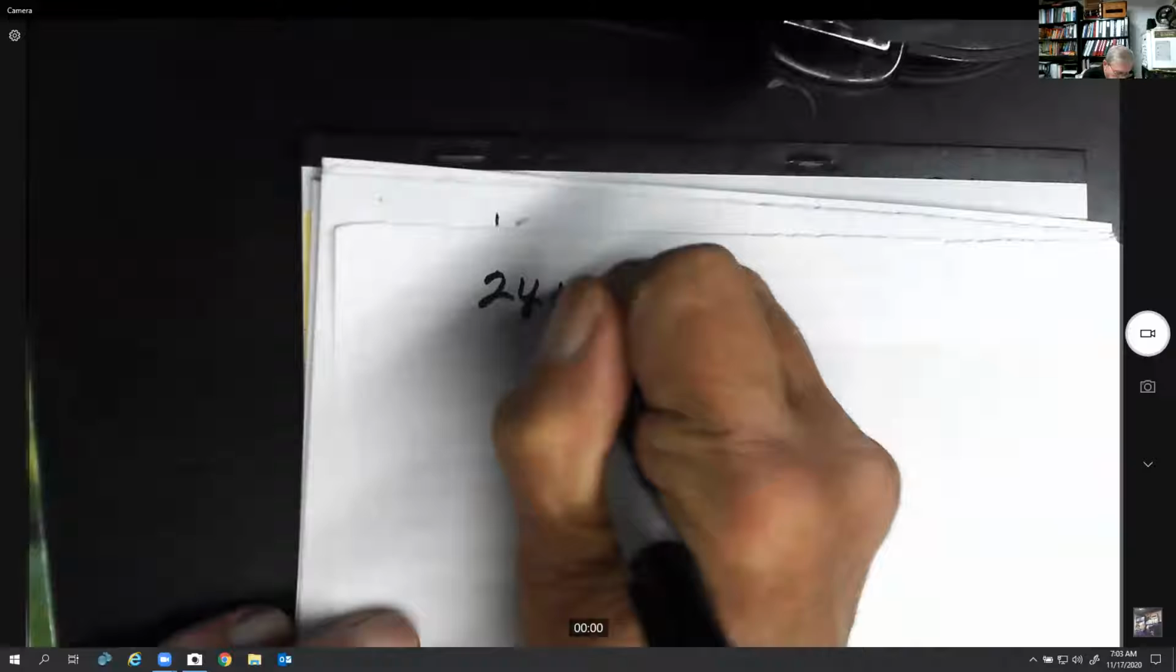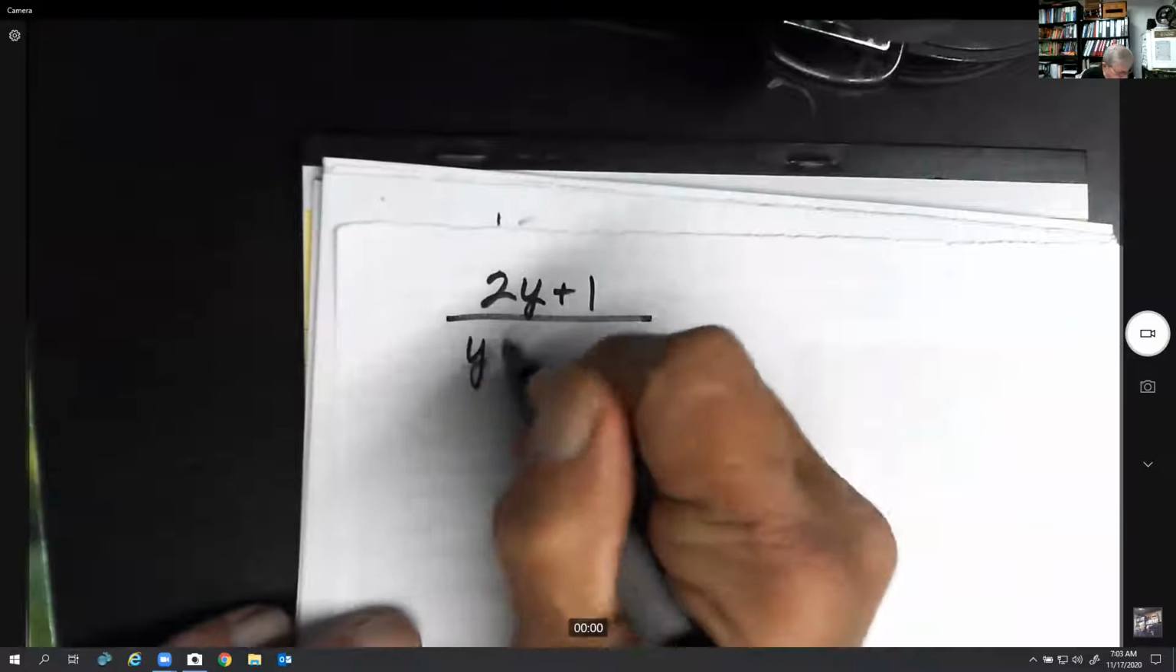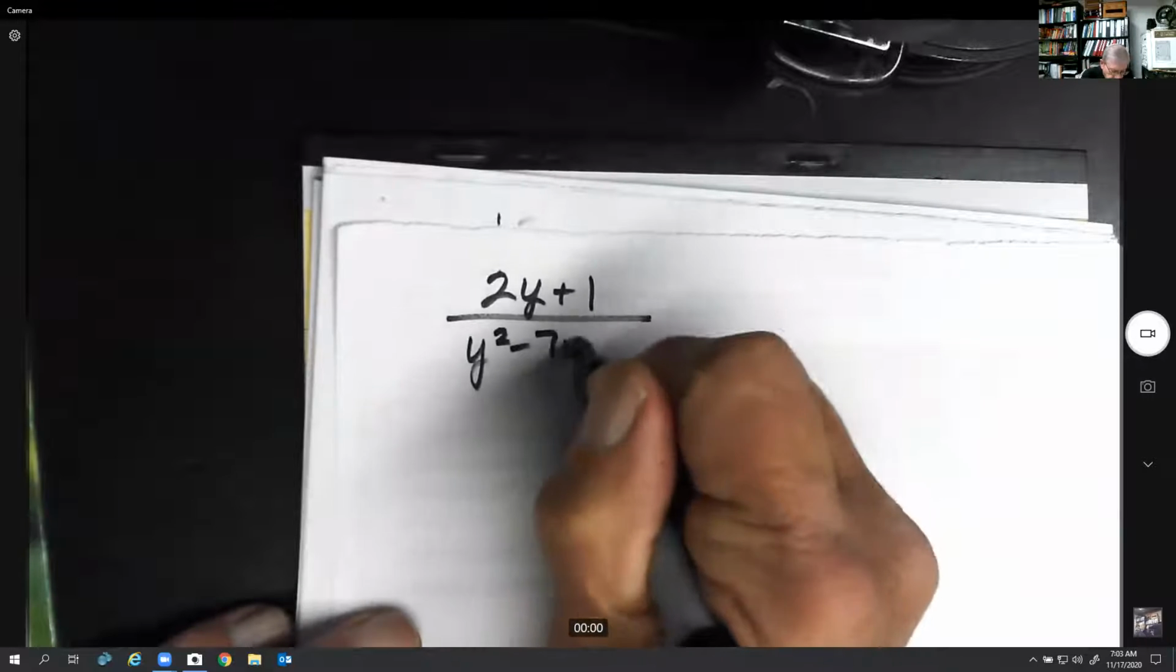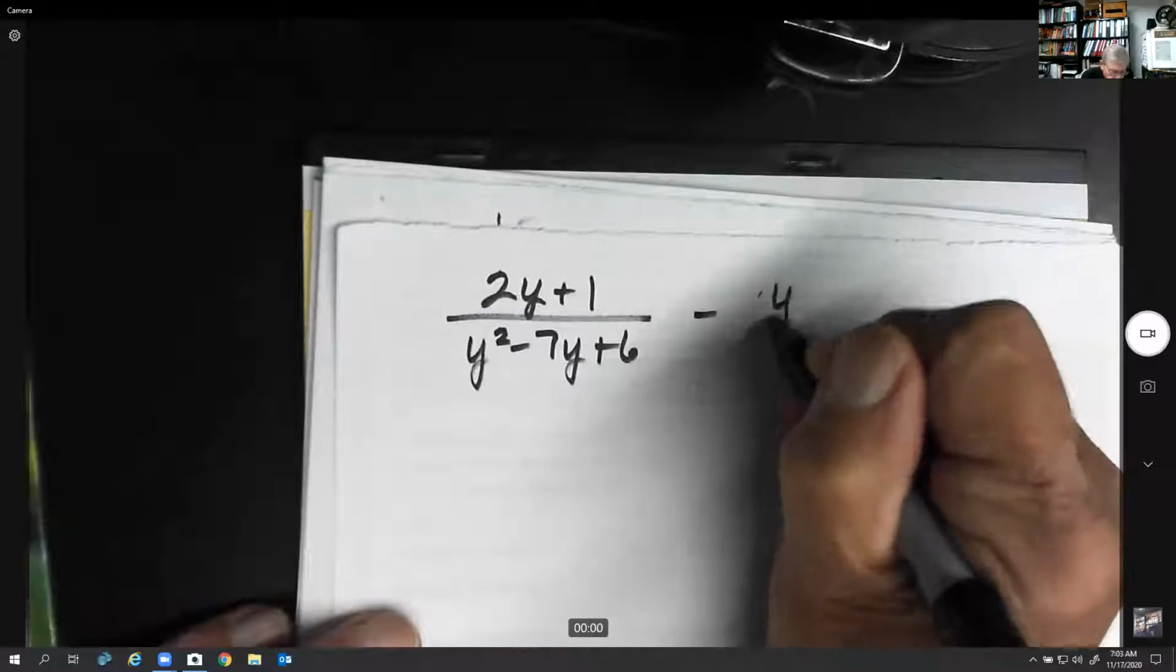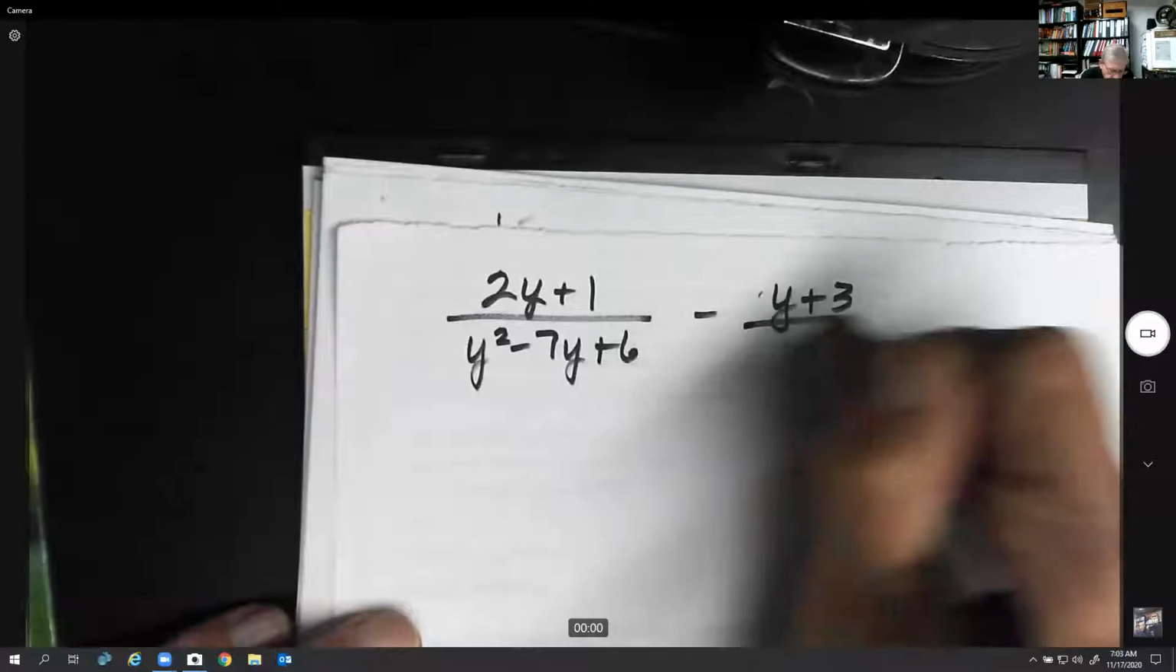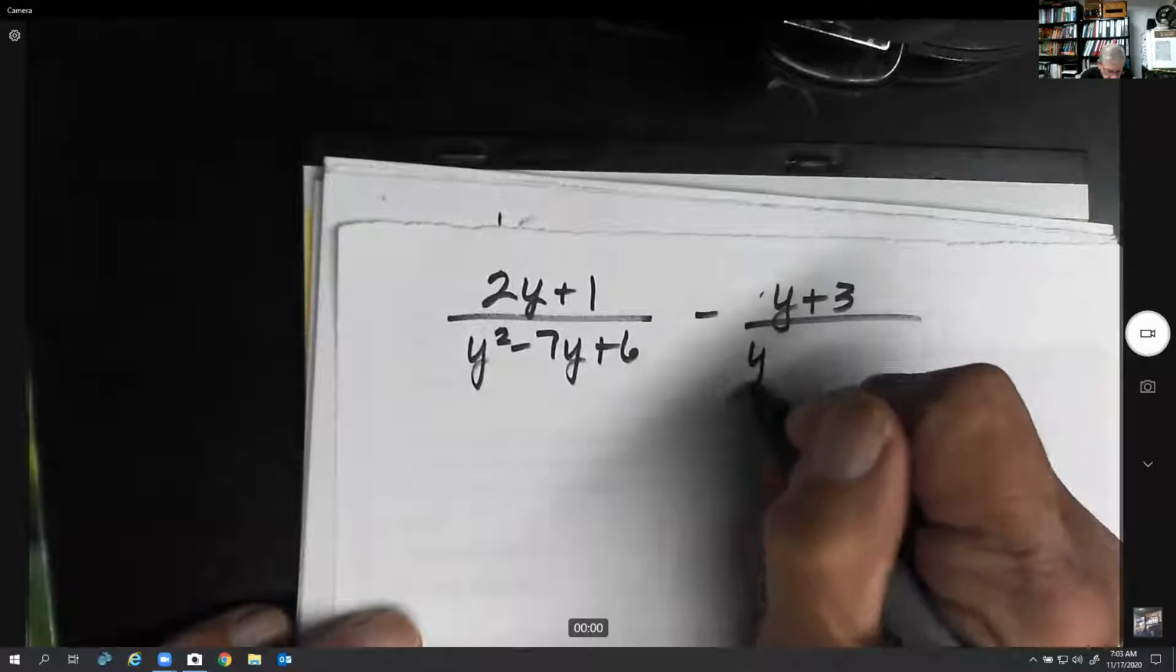Try another one. Here's a messy one with subtraction. All right, so let's try this one. If you like doing these problems, then you like math. If you don't like doing these, well, then you don't want to major in math. That's for sure.